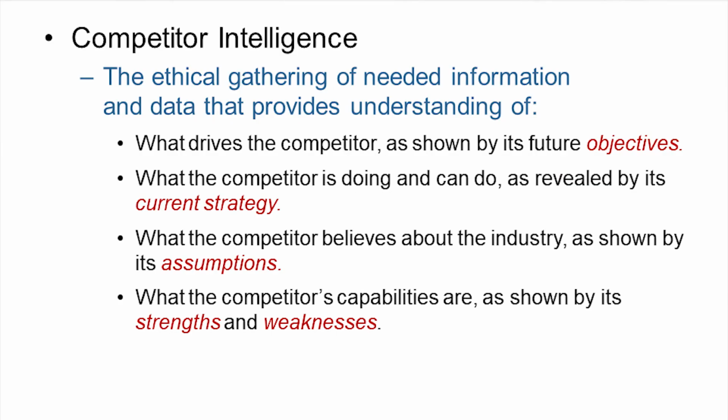Based on the ethical gathering of needed information and data, firms may follow four aspects to analyze the competitor environment. The four aspects are future objectives, current strategy, assumptions, and strengths and weaknesses. The figure shows how the components of competitor analysis help the firm prepare an anticipated response profile for each competitor.